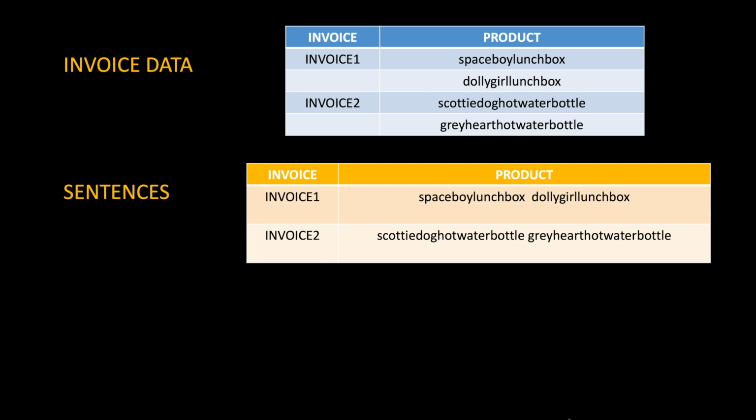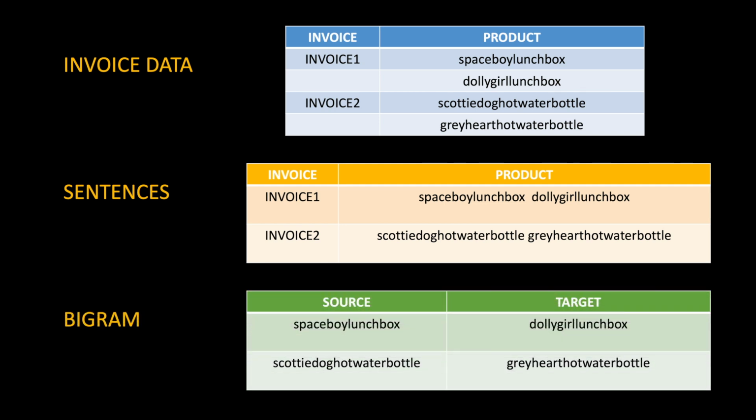The next step is to create a bigram model where we split sentences into chunks of words. And then we convert this bigram into source and target. So let's say source product and the target product. Now we are ready to make the deep learning model.